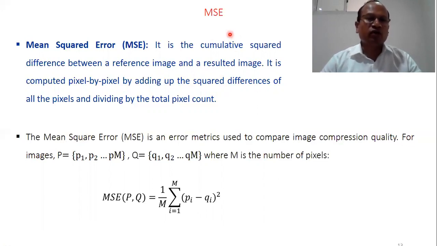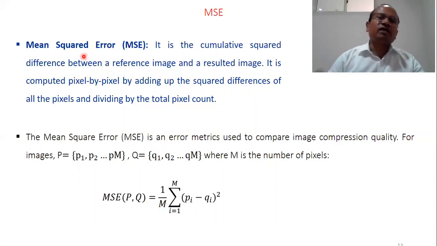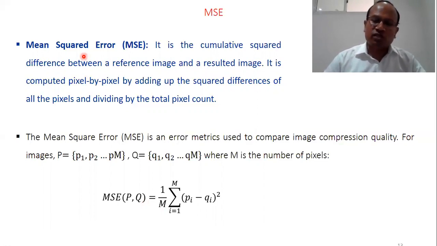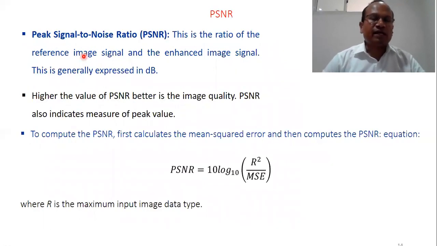Therefore, it is cumulative of all the pixels and dividing by total pixel count. If you look here, 1/m times (pi minus qi) is the error. The sum of all squared differences, taking a mean. Therefore, it is called mean square error. When we want to check whether the image with its result is the same or different, we can use this metric.